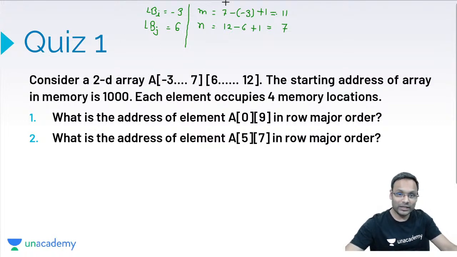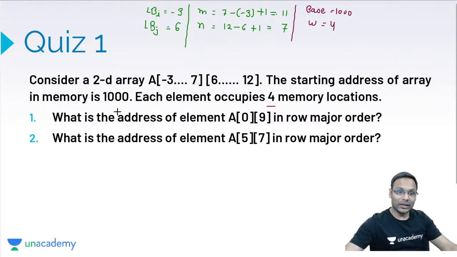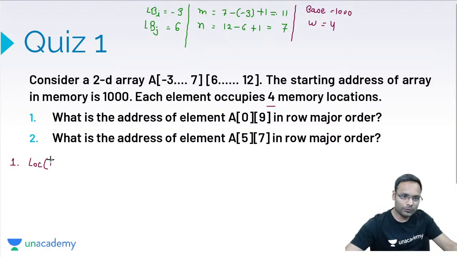Fine. Now once we have calculated these, given that base value is 1000 and W is given as 4, here it is. Let's calculate the first question. The first question says the location of A of 0, 9. So based on this, I value is 0, J value is 9.